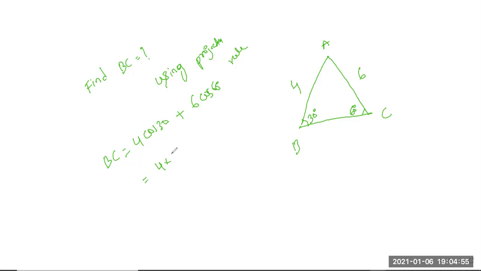4 into root 3 by 2 plus 6 into 1 by 2, so just 2 root 3 plus 3. That's it, that is the answer. You can also find the other angle and this side, and you will get all the sides. So this is about the projection rule. Now here comes the tangent rule.